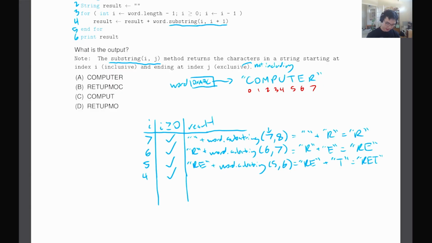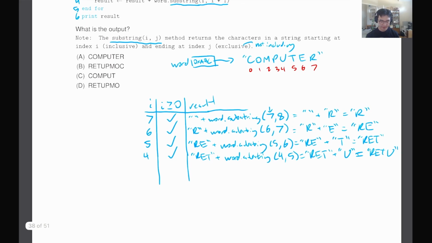result, which is RET, plus word.substring I plus 1, which is RET plus what is at index 4? It is U, which is RETU. Okay. And I'm going to go ahead and speed things up a little bit. I think you kind of get the gist of it.